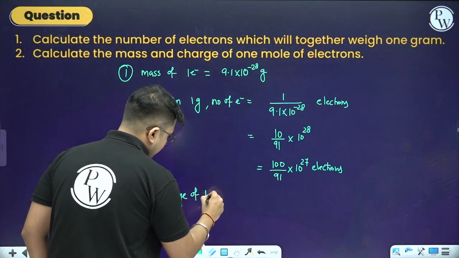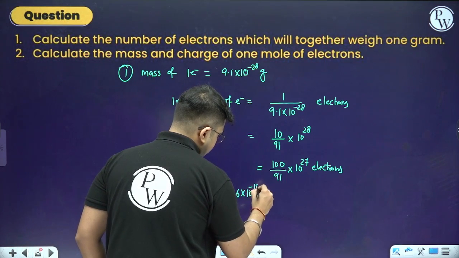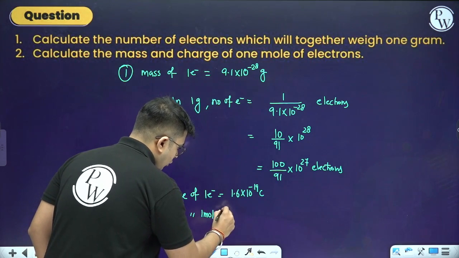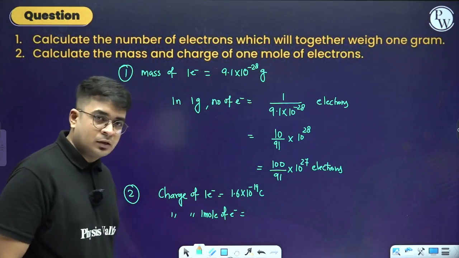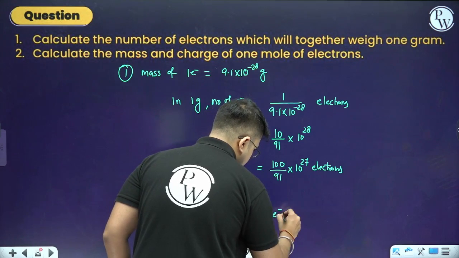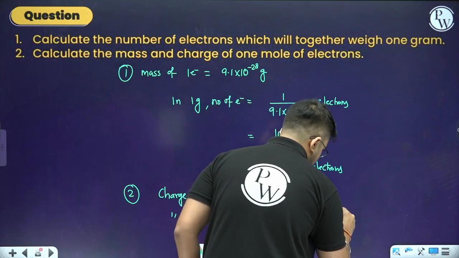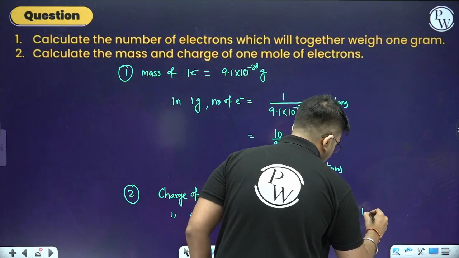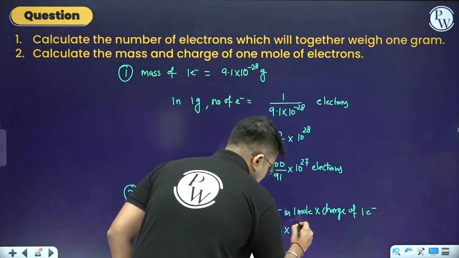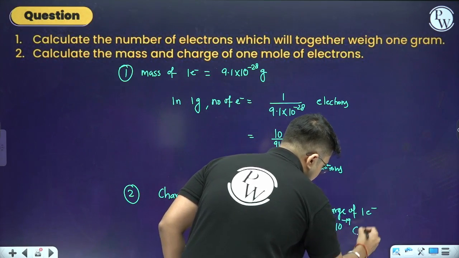The charge of 1 electron is basically 1.6 multiplied by 10 raised to the power minus 19 coulomb. The charge of 1 mole of electrons will be the number of electrons in 1 mole multiplied by the charge of 1 electron. So that will be 6.022 multiplied by 10 raised to the power 23 multiplied by 1.6 multiplied by 10 raised to the power minus 19 coulomb.